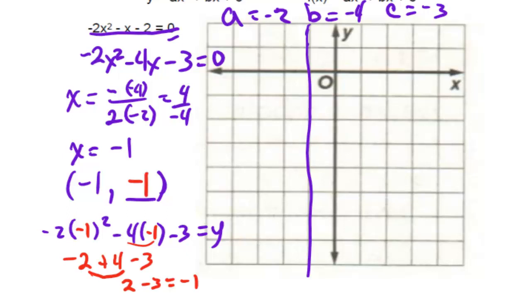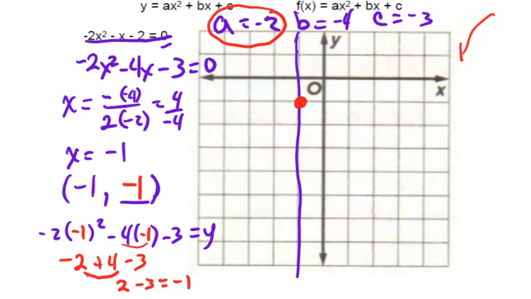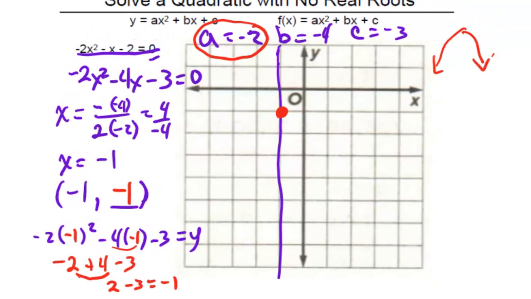So my vertex is located at negative 1, which is right here. Now I know that because my a value is negative, my graph is going to curve downwards like this. So my graph is going to curve somewhere this way. So I don't even have to find any other points of the graph to know that there's going to be no solutions.